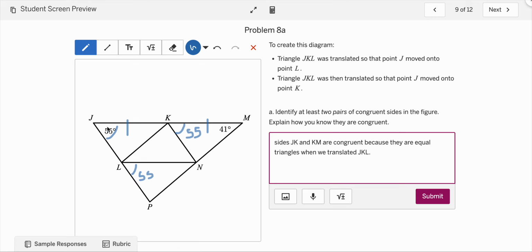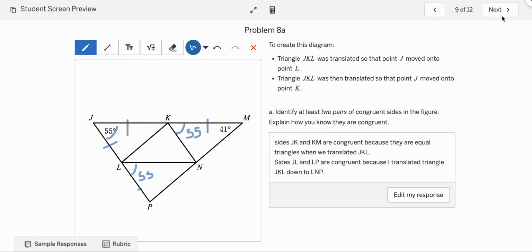Then I could say, well, I translated this triangle down here, so I know that JL is also congruent to LP. So I can say the same thing. Sides JL and LP are congruent because I translated triangle JKL down to LNP. I would submit and then move on.